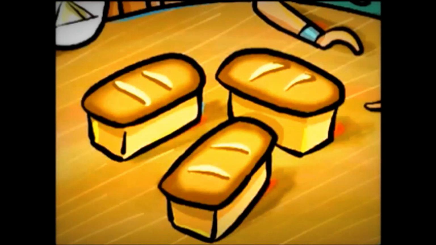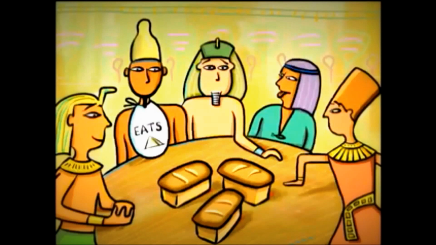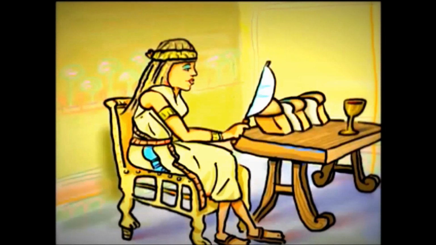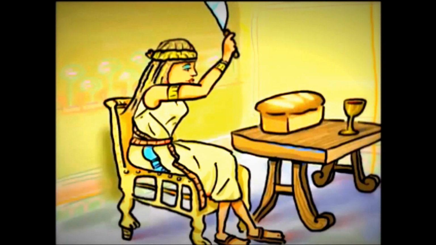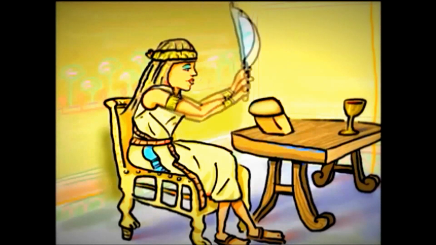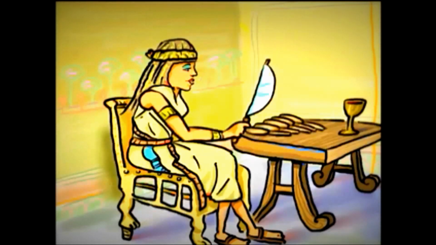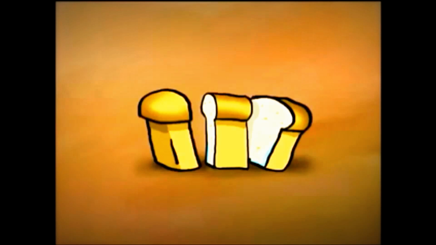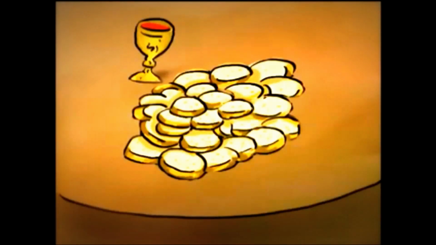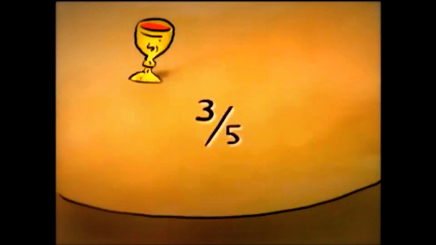If they wanted to divide 3 loaves of bread equally among 5 family members, they'd first divide the first and second loaves into thirds. Then they'd divide the third loaf into fifths. Finally, they'd take the remaining 1/3 from the second loaf and divide that into 5 pieces. They wrote this as 1/3, 1/5, 1/15. Today, we would represent this sharing with the fraction 3/5, 3/5 of a loaf for each person, or 3 loaves divided by 5 people.